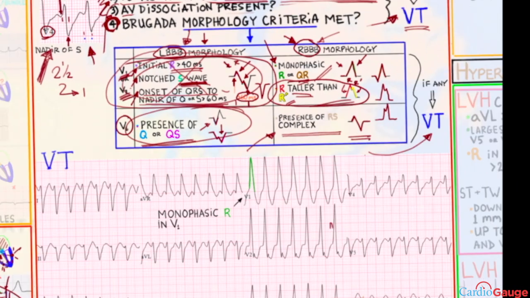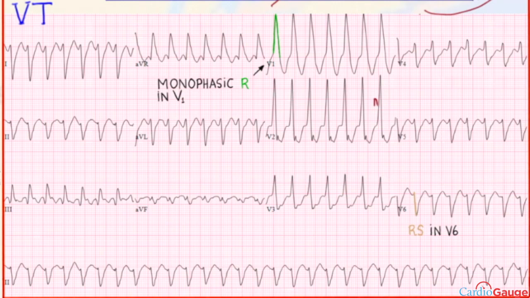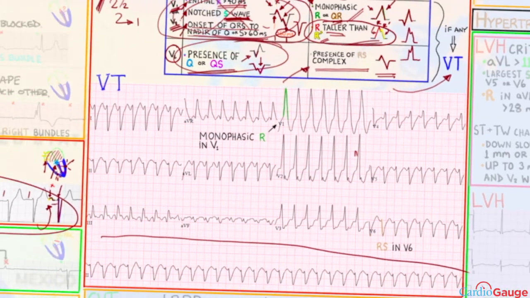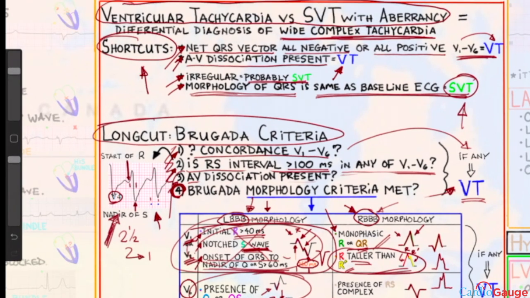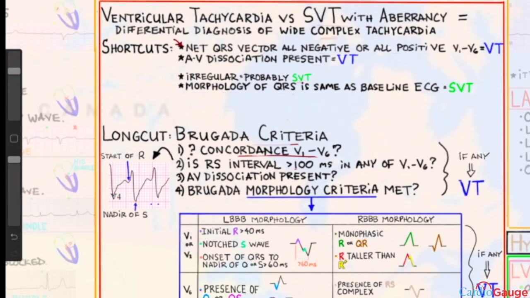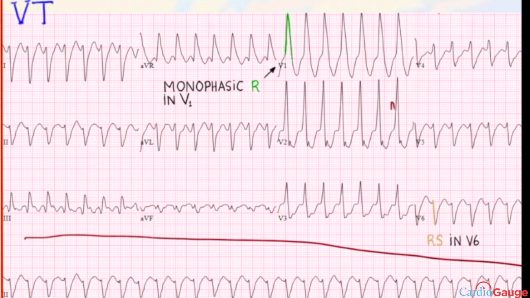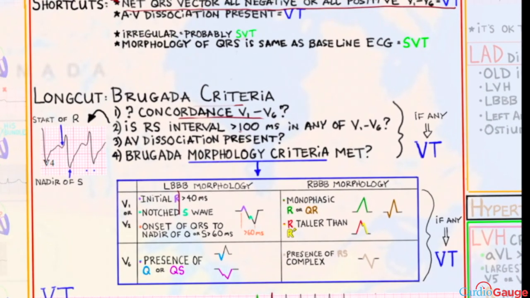Let's do an example. So let's look at this tracing here. We've got a fast, wide heart rhythm. I can't really see any P waves. We'll do the shortcuts. First, we'll see if the net QRS vector is all negative or all positive in V1 through V6. And so it's positive in lead V1, positive in V2, mostly positive in V3, but then it's more negative in V4, V5, and V6. So we do not have the first of the shortcuts.